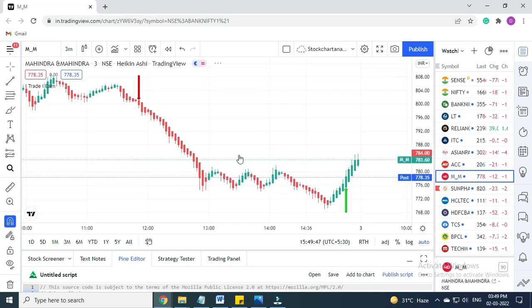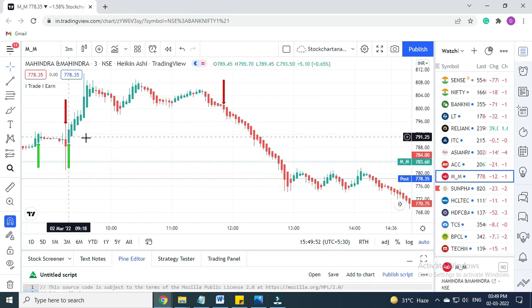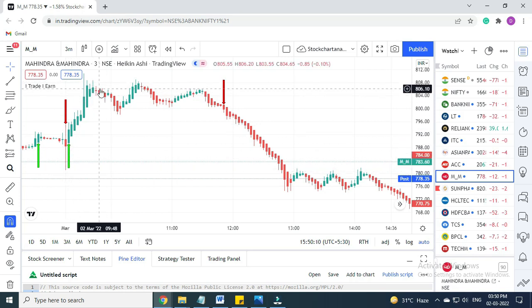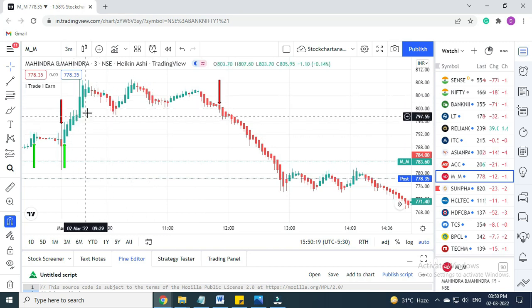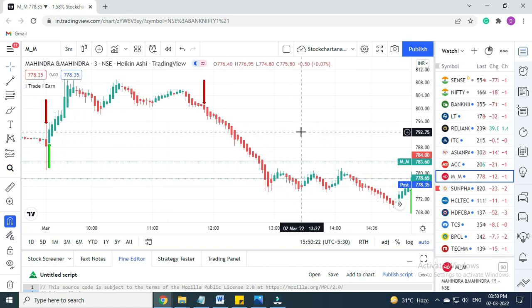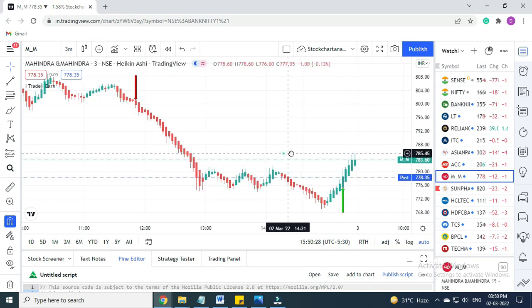Next, we have M&M, Mahindra and Mahindra. We got a buy signal here. The trade happened somewhere between here, and it went up right till here, and then again we have a sell signal. But as I said, if we have made profit in the first trade, we will not trade, but still there are many traders who will trade on this signal also. It is okay for them, and this candle is after 2 o'clock.